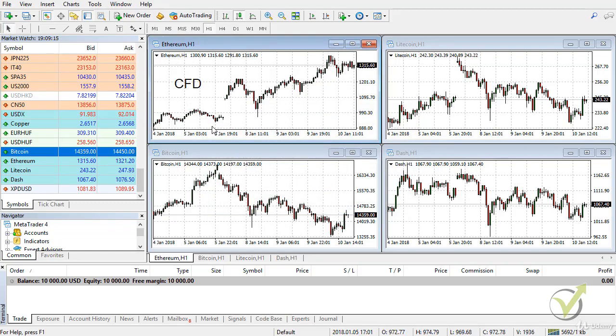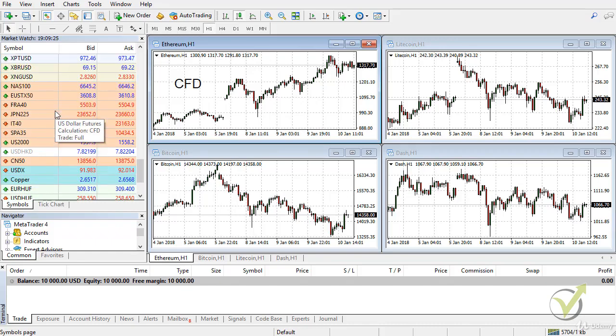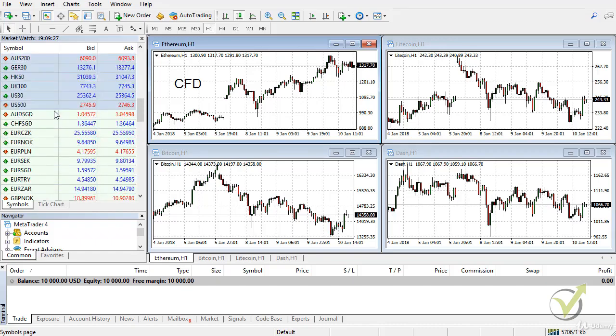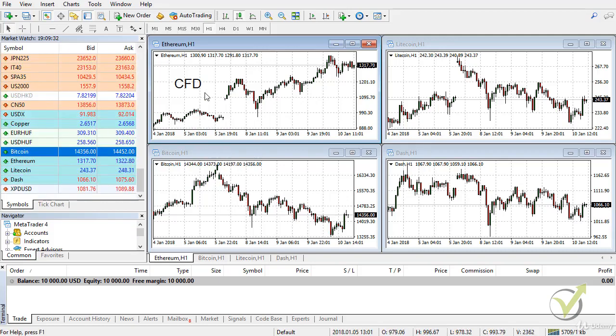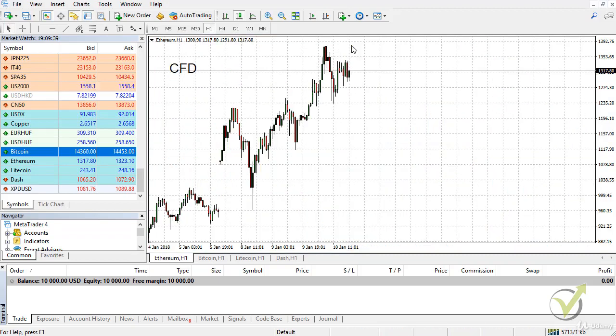This means that when we are trading, we don't actually buy Bitcoin, Ethereum, Litecoin, Dash. We don't actually buy copper or gold or any index or any currency on the top, but what we do is we make a contract for difference with our broker. So let's take an example with the Ethereum.